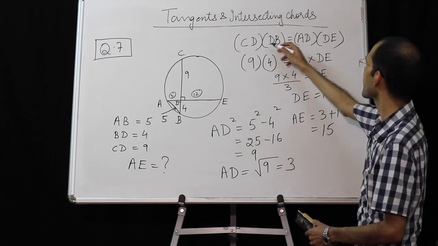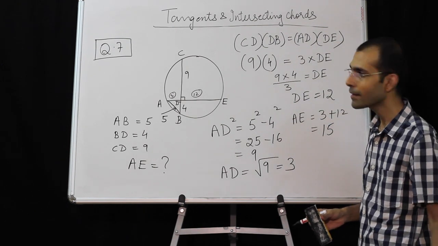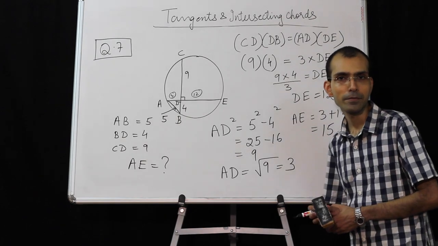And what reason will we write for this? Internal intersecting chord property. This completes question number 7. Okay.